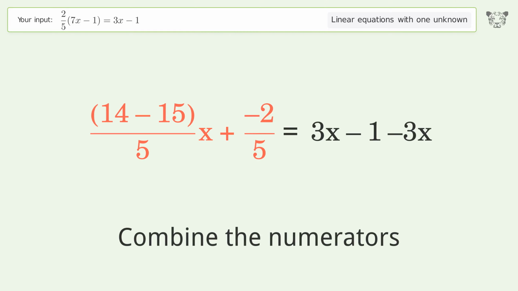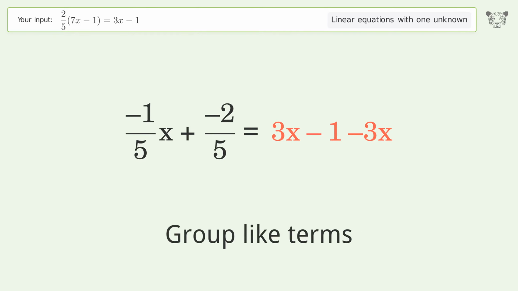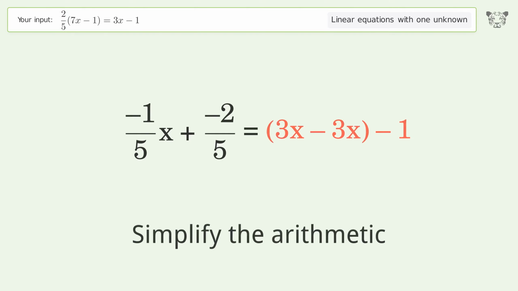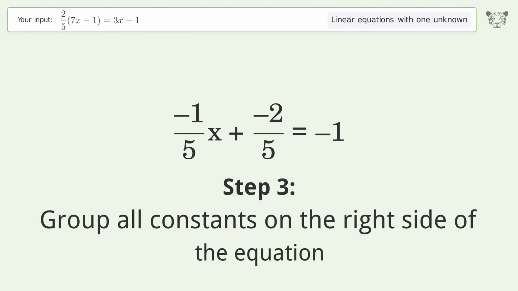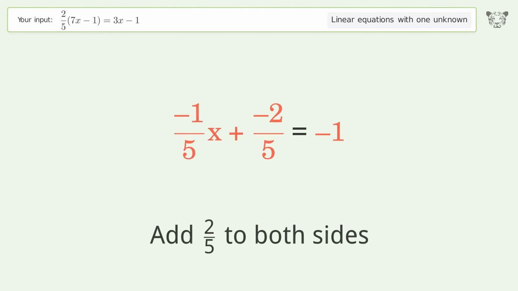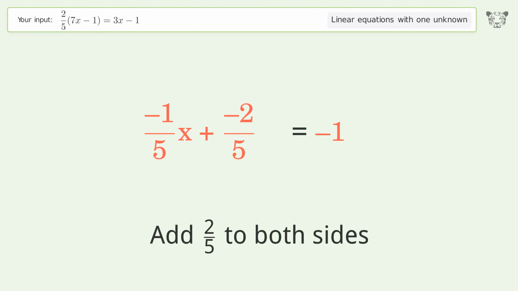Combine the numerators. Group like terms. Simplify the arithmetic. Group all constants on the right side of the equation. Add 2/5 to both sides.